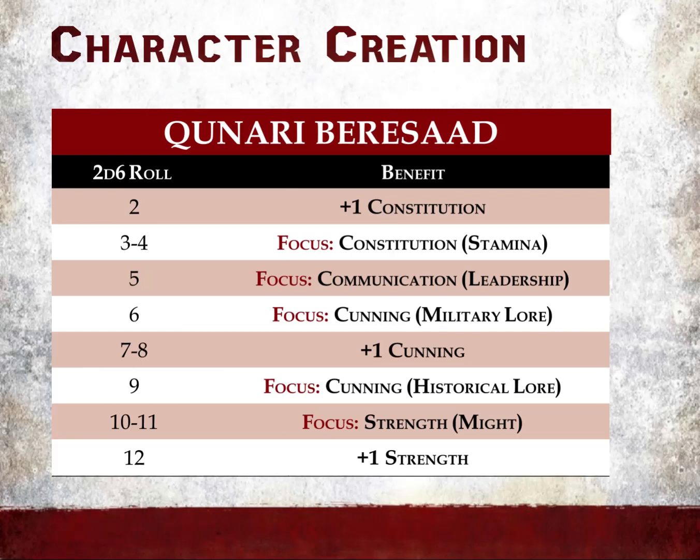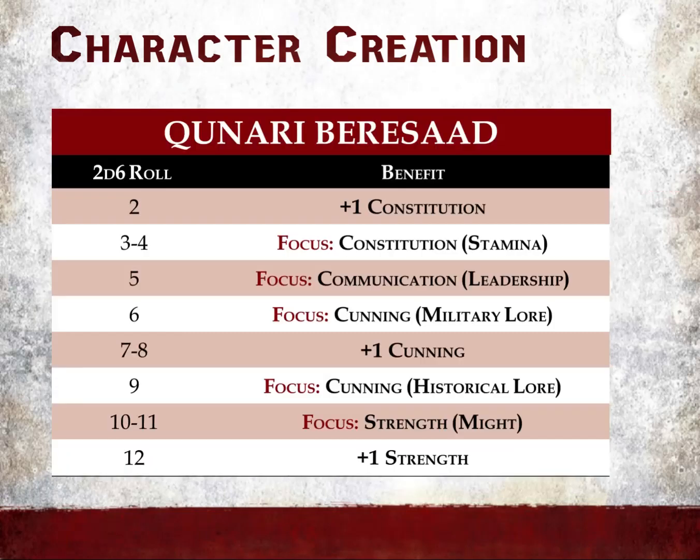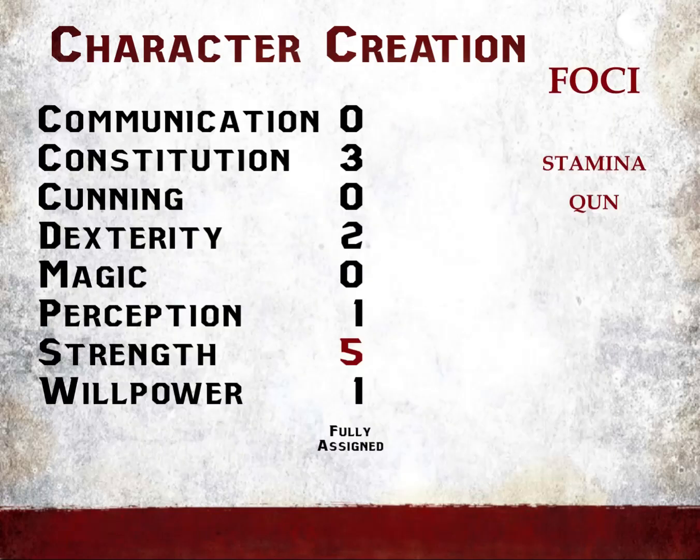I will roll for the 2 versions of our example character for which we used rolled results before, and I will buy benefits for the point system version. That would be 2 3s. That is the focus Cunning Military Lore. And a 3 and a 6 for our second roll, which gives us the focus Cunning Historical Lore. For our point-based version, I instead choose to improve strength by 1 and to take the Constitution Stamina focus.